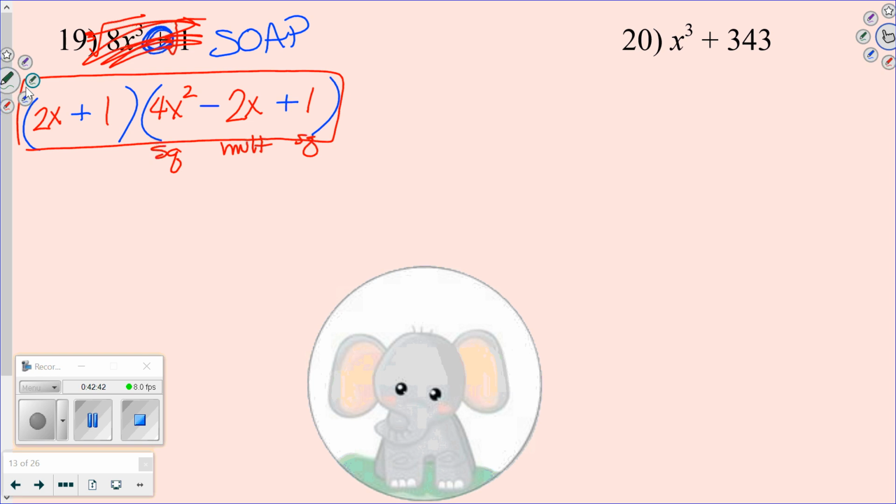All right, number 20, last one, guys. GCF? No. But if there is one, should I take it out? Yes. If there's a GCF, take it out. There isn't one, but I'm going to keep going here. So we use soap. So what's my first sign? It's a plus. It is the same. And then opposite and always positive. Guys, last problem. Hang with me. We're almost there.